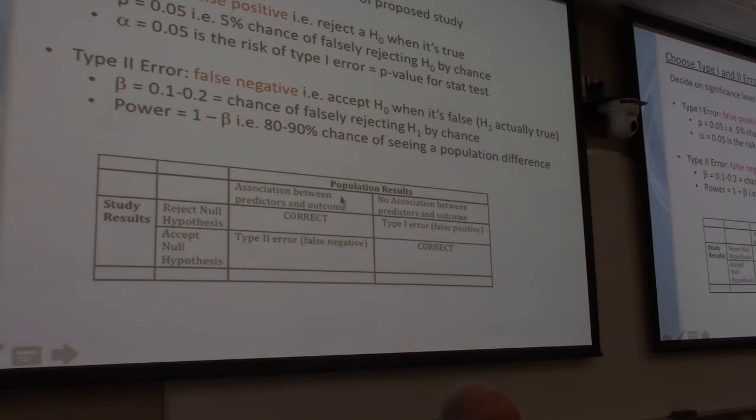So I made this little table just to show you what type 1 and type 2 error mean, but we've gone through the definitions. Is that clear to everyone that type 1 error is a false positive where we reject the null hypothesis inappropriately, and type 2 is a false negative where we accept the null hypothesis inappropriately?